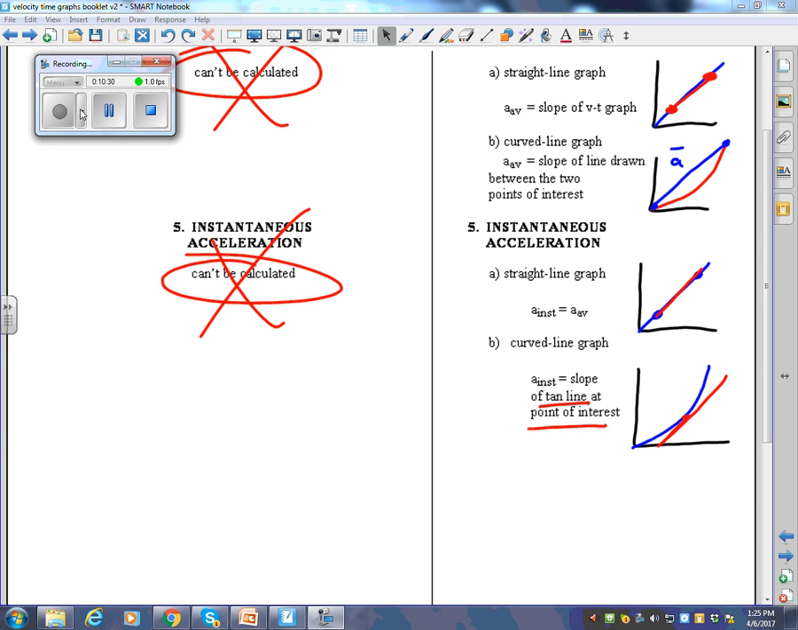Wait, is this second? Okay? This is a velocity time graph with everything on it.